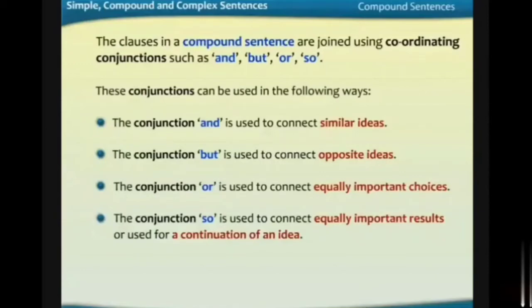So, these conjunctions can be used in following ways. That is, conjunction and, where it is used to connect similar ideas that we already saw under conjunction lesson, isn't it? The conjunction but we are used for contrast ideas or opposite idea. Conjunction or we are using to connect equally important choice, that is coffee or tea, like that. The conjunction so is used to connect equally important results or used for a continuation of an idea. So I hope children you understood what are compound sentences.